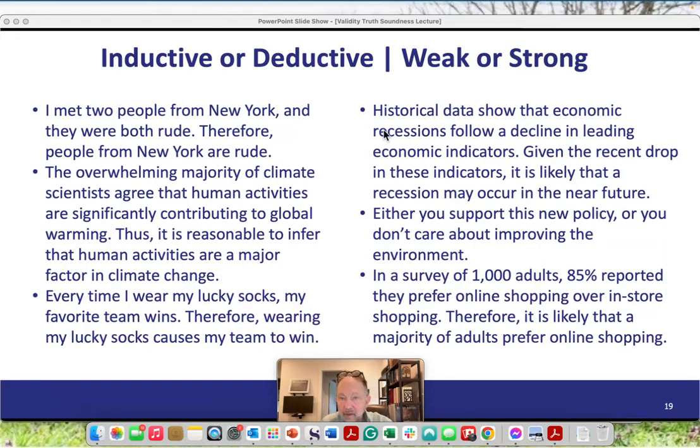All right. Historical data shows that economic recessions follow a decline in leading economic indicators. Given the recent drop in these indicators, it is likely. Inductive, and strong. Either you support the new policy or you don't care about improving the environment. This is a fallacy. It's called a false dilemma. We'll talk about that in a couple of weeks. And therefore, it is a deductive argument. It's trying to make a statement of fact. It's a deductive argument that's invalid.